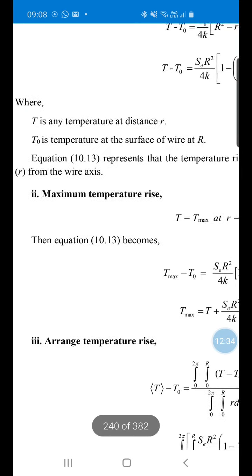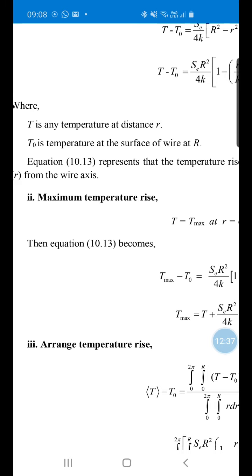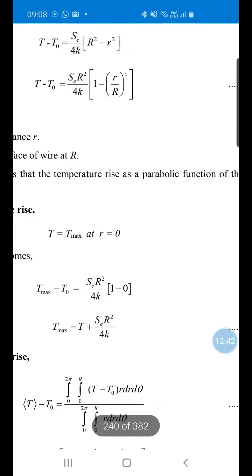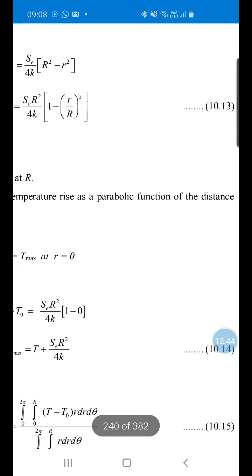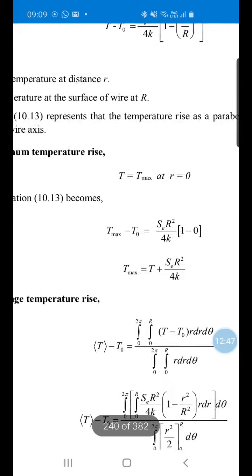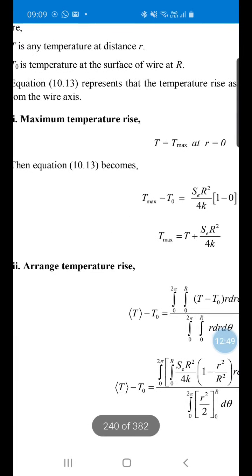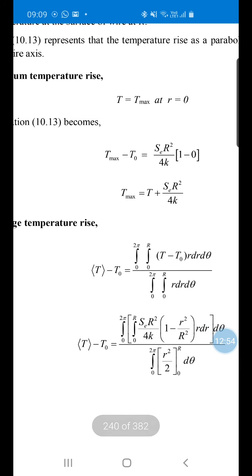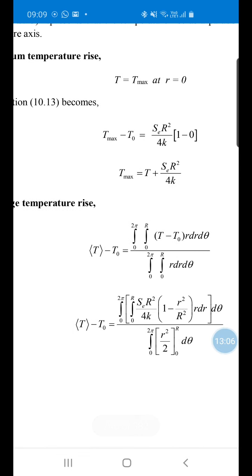So this is how you will get the temperature difference between the temperature at any distance r and the surface temperature. So this equation represents that the temperature rise is a parabolic function of the distance. Now if you want to find out the maximum temperature rise, what can you find out? You can find T equal to T max, which is possible at r equal to 0. Put T max minus T naught, you will get the equation T max, which is equal to T naught plus Se into R square by 4K.